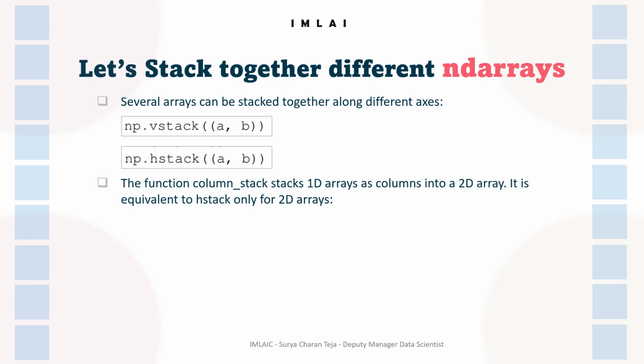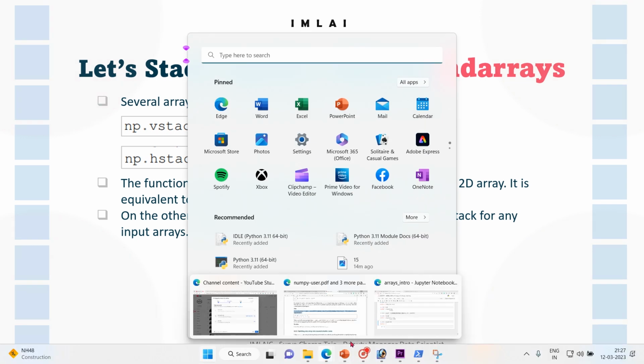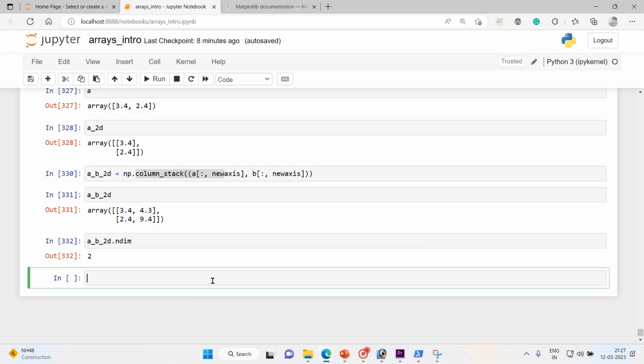So next, the third one. On the other hand, the function row_stack. We have seen the column stack. Similarly, we have a function called row_stack, which is equivalent to vstack for any input arrays. In fact, row_stack is an alias for vstack. Let's do one small exercise for this also. I'm going to say row_stack.